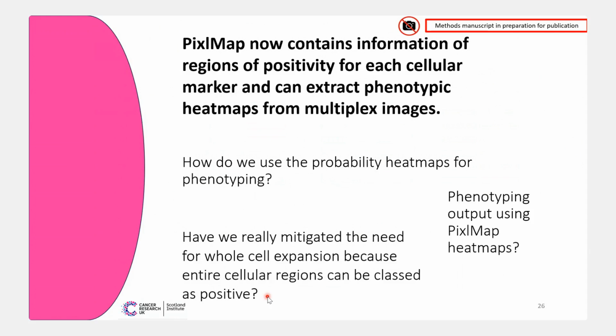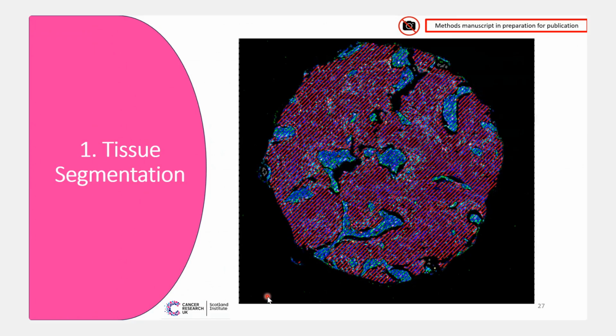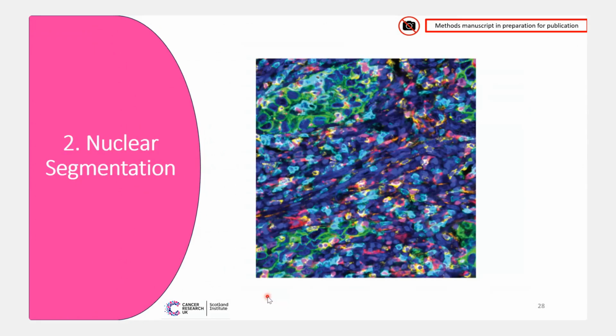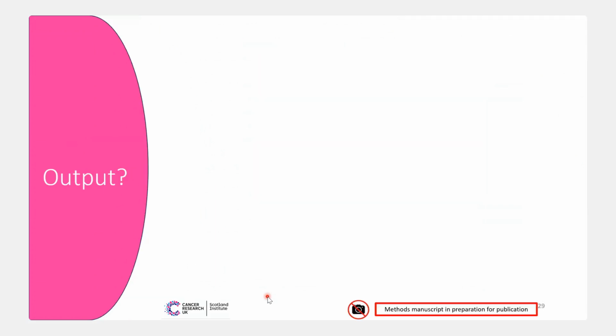And then next, the question was, what's the output? What can we get from the heat maps? So we go back to the beginning. We segment our tissue into tumour, stroma, background, and necrosis. We then just do the nuclear segmentation, plain and simple nuclear segmentation, and then the output.